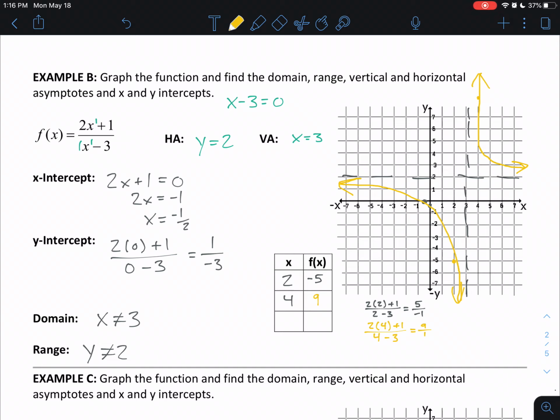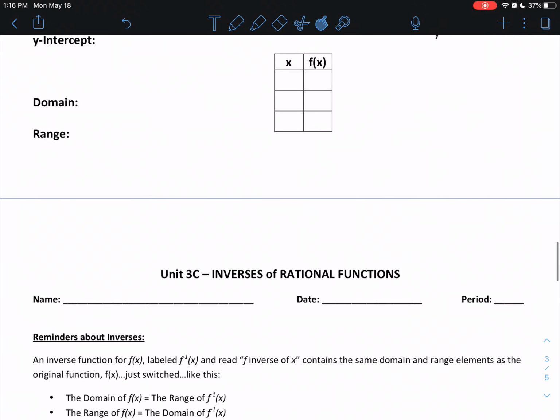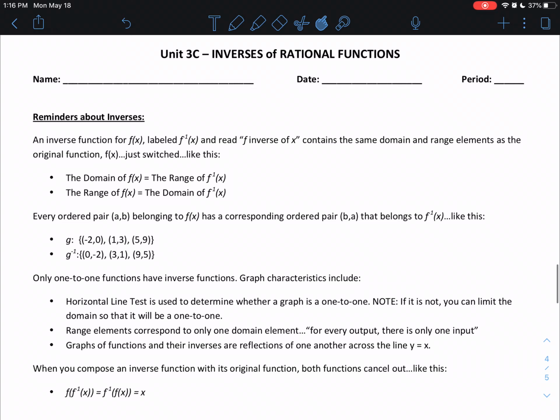All right. So there was one example of graphing a rational function. Sorry, I'm really out of it today. Whatever. Okay. We're not going to worry about this one. We're just going to get to our inverses of rational functions.